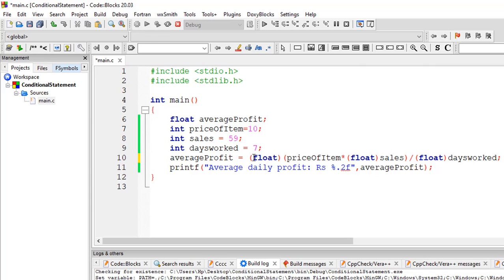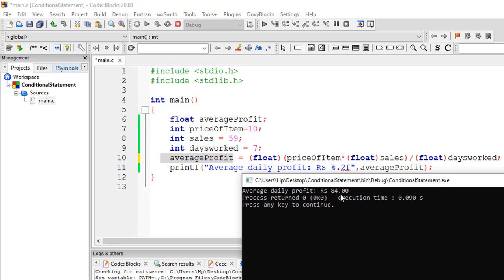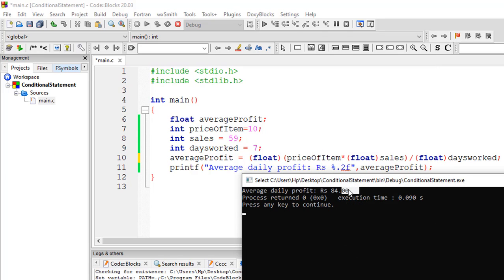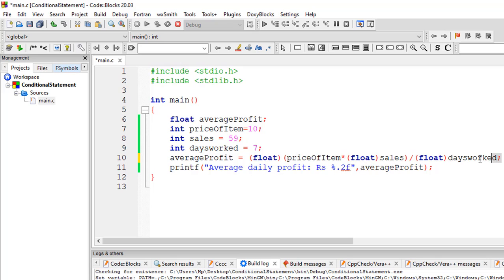Earlier, this calculation was giving us an integer type value, so it was ignoring the pointers. But it was assigned to a float type variable, because average profit being a float type variable, it was returning 84.00. This decimal was due to the reason that average profit was a float type variable. But instead of the 00, it should have written 28. Why has it written only 00? Because these were integers. This expression was returning an integer type answer.